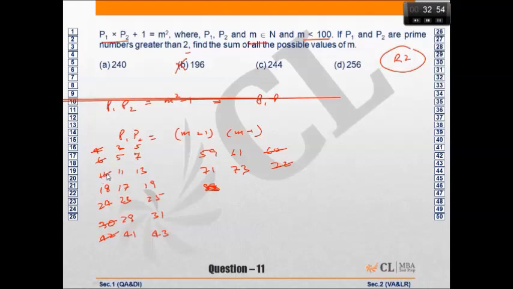226. 226 and 42, 242. I have gone ahead, maybe I have done some mistakes. So let me see which one I have missed out. Which one is an extra actually?